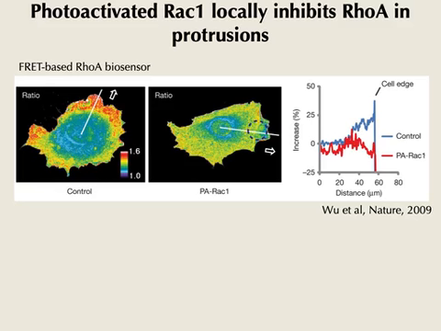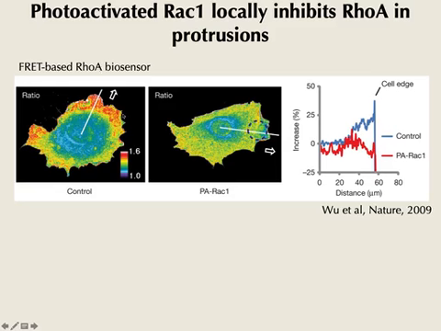Now, is it RAC that will end up inhibiting Rho A? So now you can do really interesting experiments where on one hand you're going to photo-manipulate RAC activity, and on the other you can monitor Rho A activity. Right? So the question really is, is RAC inhibiting Rho A locally? So in this experiment, in the control, we're using a Rho A biosensor based on FRET.